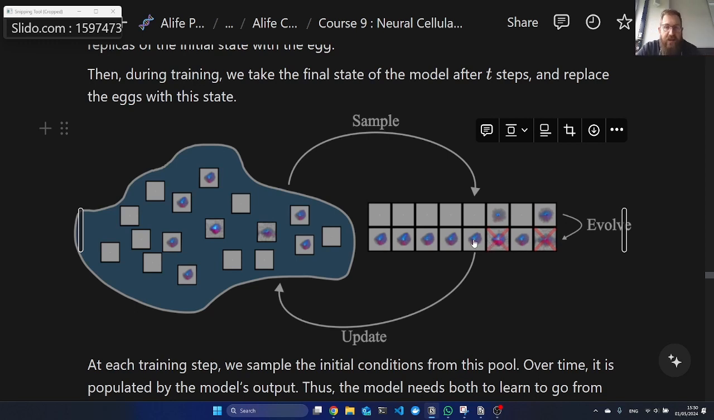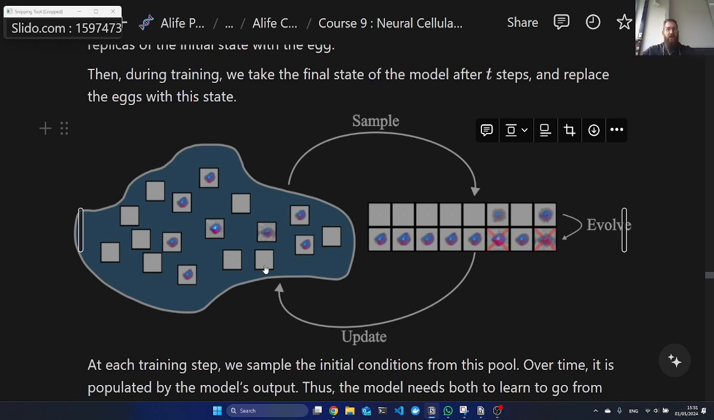But then what you do is that you take this new final state and you put it back into the pool. And what happens in this way is that the model needs to learn to go from the egg to the fish, but it also needs, because you take sometimes this final state and put it as initial state, to go from the fish to the fish, right? So it needs to learn to also stabilize the fish. So in this way, essentially, we are effectively simulating the model for like 1,000 time steps, but in snippets of 60 steps, right? First go from egg to fish, apply the loss, then grow from fish to fish, apply the loss, and so on and so forth.